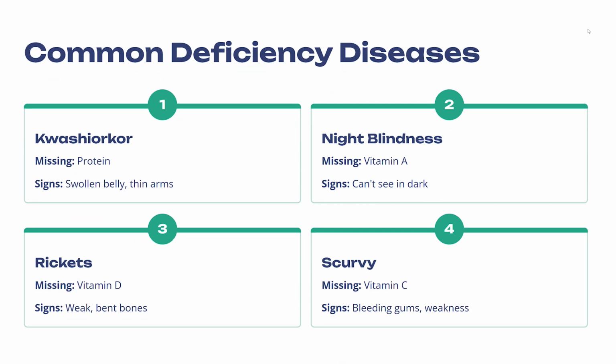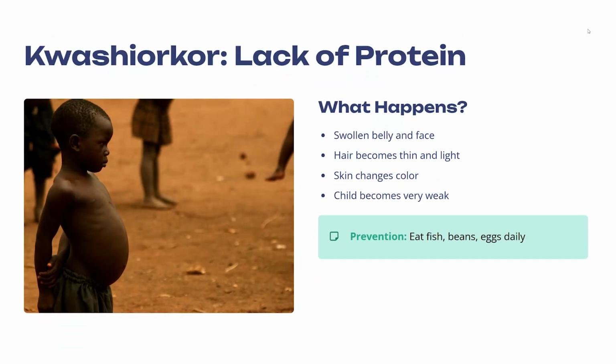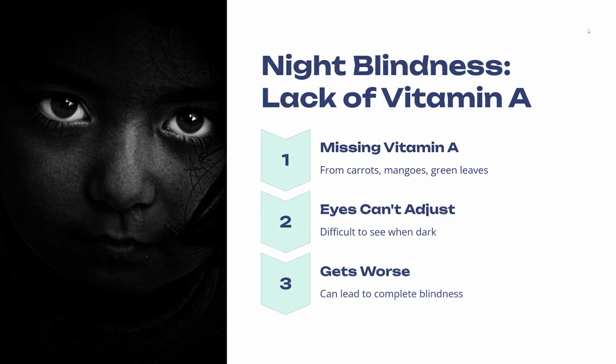Let's look at some examples. Kwashiorkor happens when children don't get enough protein. You may have seen pictures of children with swollen bellies but very thin arms and legs. Their hair becomes thin and their skin changes color. This is a very serious disease, but it can be prevented if children eat protein foods like fish, beans, and eggs every day.